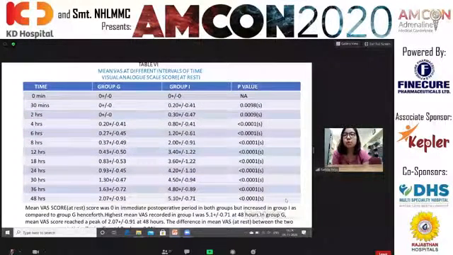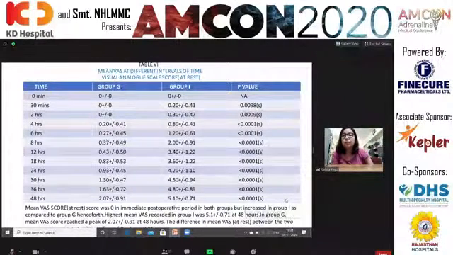Mean VAS score was 0 in the immediate postoperative period in both groups, but increased in group I as compared to group Z henceforth. The difference in mean VAS at rest was statistically significant. Next slide, please.